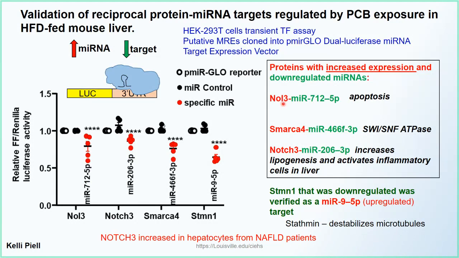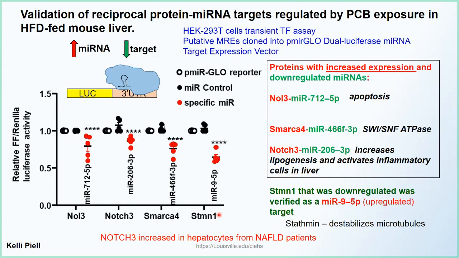So we saw an increase in NOL3 and a downregulation of miR-7125P, and NOL3 is involved in apoptosis. SMARCA4 is a SWI/SNF chromatin remodeling complex. It's an ATPase. ATPase is the motor that drives nucleosome movement on the DNA, so you can actually get transcription. NOTCH3 is known to be increased in the hepatocytes of NAFLD patients, and so we saw it increased in our mouse model, and we saw a reciprocal relationship with miR-206. And NOTCH3 also increases lipogenesis and activates inflammatory cells in liver, again, hallmarks of NAFLD.